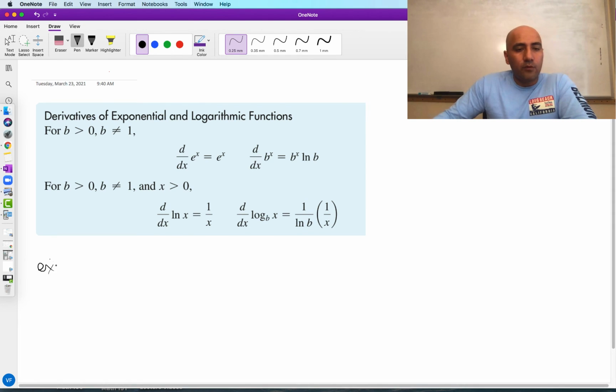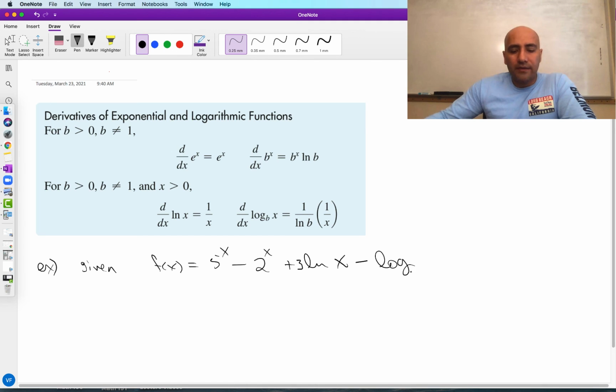So let's see, for example, given that f of x equals 5 to the power of x minus 2 to the power of x plus 3 ln of x minus log base 3 of x to the power of 2. Let's say we have this really ugly function here and we want to find the derivative.